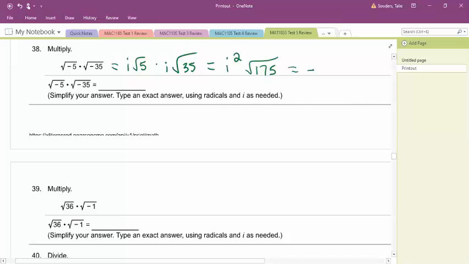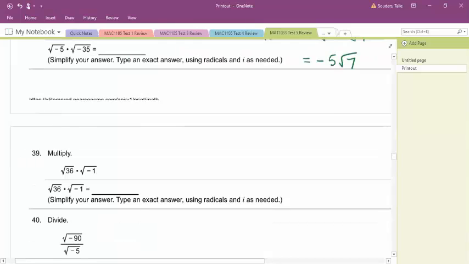And then let's break down the 175. What's the largest perfect square that goes into 175? 25. 25 times what? 7. Good. So then, what is the square root of 25? 5. So the final answer would be negative 5 times the square root of 7.